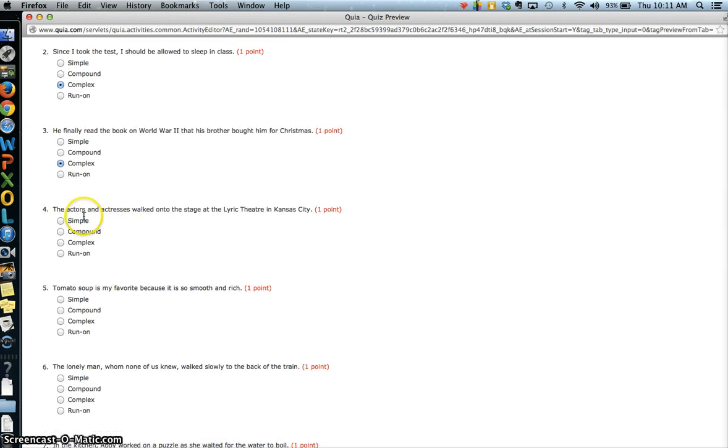The actors and actresses walked onto the stage at the Lyric Theater in Kansas City. Who walked? Actresses and actors. One verb, sharing two subjects, a simple sentence.